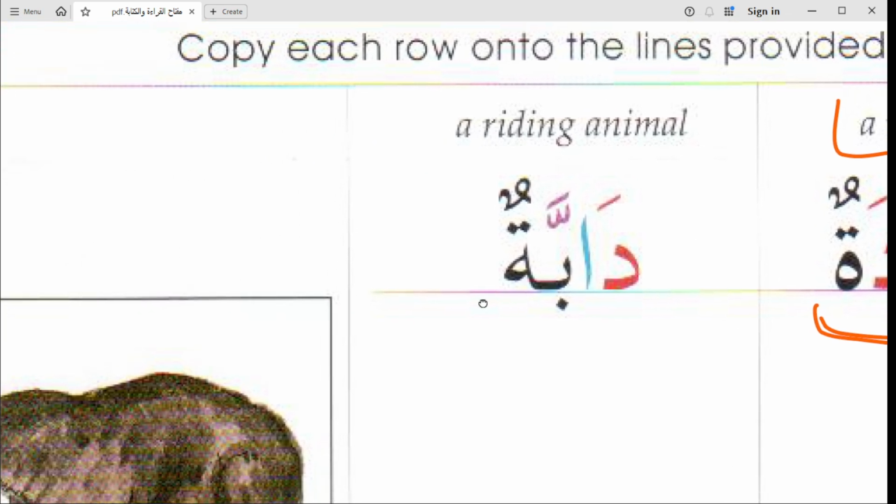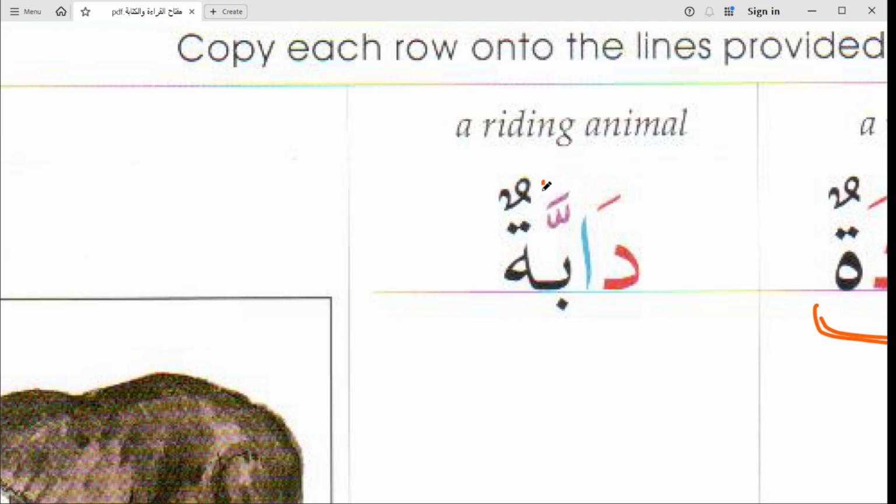Alright? Let's check here. A riding animal. Camel, horse, donkey, any other riding animal. Elephant and so on. How do I say a riding animal in Arabic? It's so simple. Let's look at the first letter. First letter is da. Dal with fatha is da, but there is an alif after it. Alright, that means this is a long vowel. This is one combination. And it's going to be da.